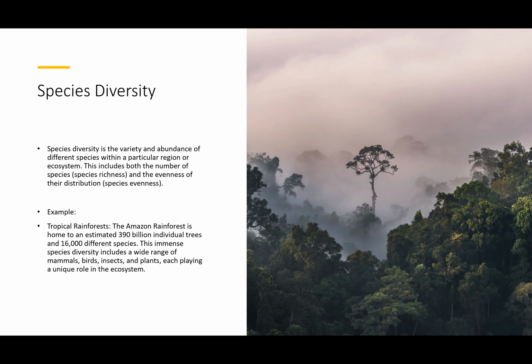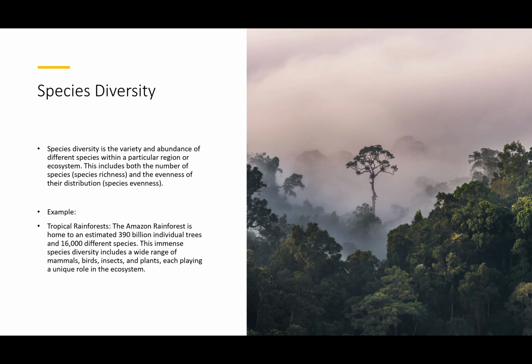Species diversity is really about the abundance of different species that exist within one general ecosystem. Tropical rainforests are a good example. The Amazon rainforest is home to an estimated 390 billion individual trees and 16,000 different species. So notice that it's a highly dense area of different species, right? The immense species diversity includes a wide range of mammals, birds, insects, and plants, each playing a unique role in the ecosystem. And that is why we need species diversity, because all ecological niches need to be met.